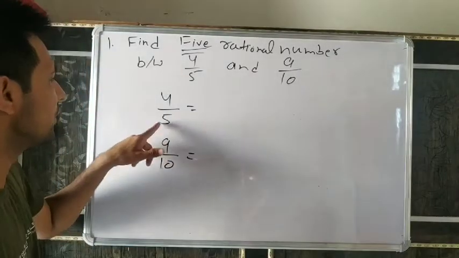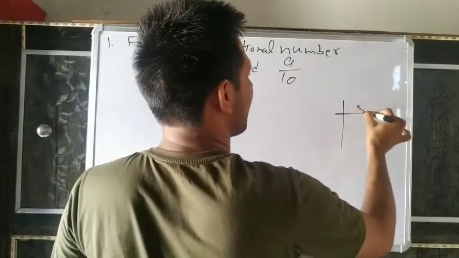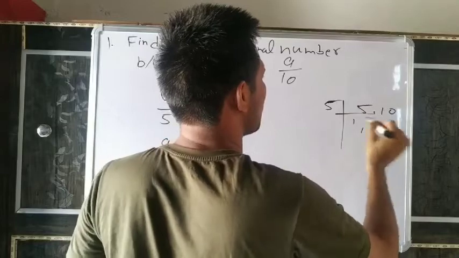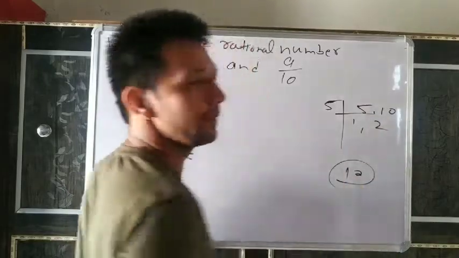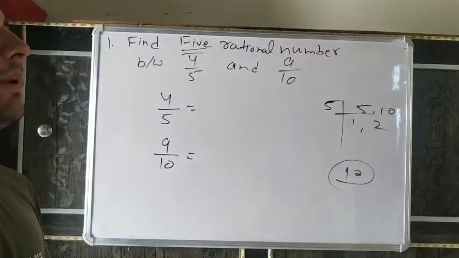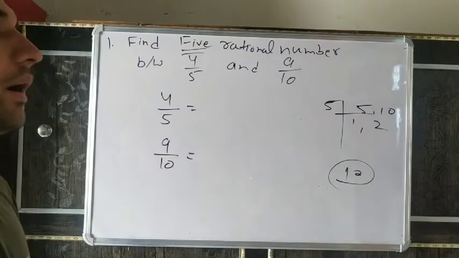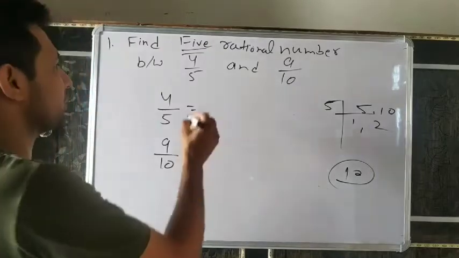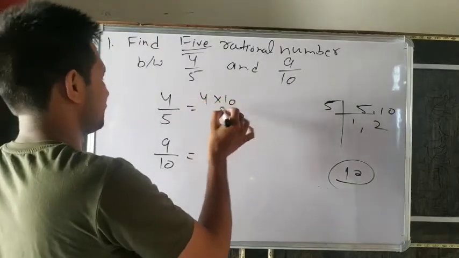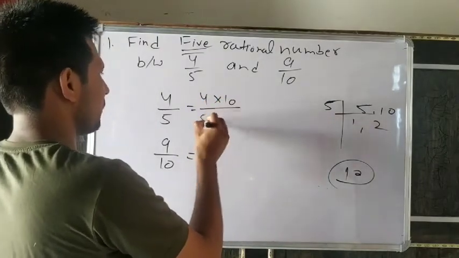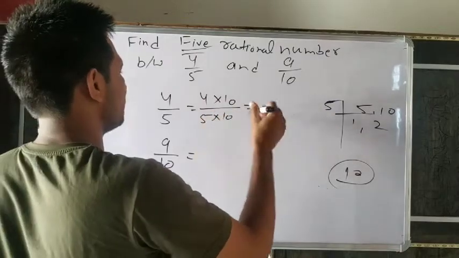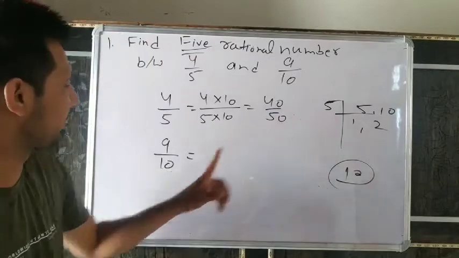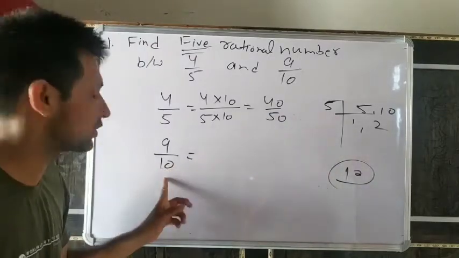First we will make the denominator the same and we will multiply and divide by a big number. Suppose, what is the LCM of 5 and 10? 5, 10; 5, 1, 2. What is the LCM? 10. The LCM is 10. So now we will multiply and divide by a multiple of 10. Suppose we multiply 4 by 10 and 5 by 10. What does it become? 40/50. Now the LCM is 50.